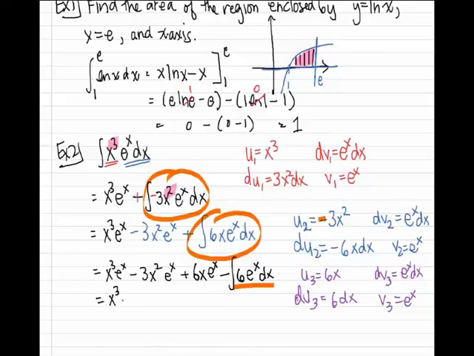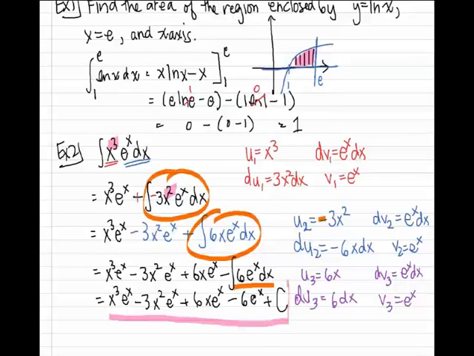So I've got x cubed e to the x minus 3x squared e to the x plus 6x e to the x minus 6 e to the x plus c. I am done integrating. I had to do it 3 times, and now that I'm done, I put in my plus c at the very end. If you would like to factor out the e to the x term, because all 4 of these terms have an e to the x, you're free to do that, but by no means is it necessary for you to do.